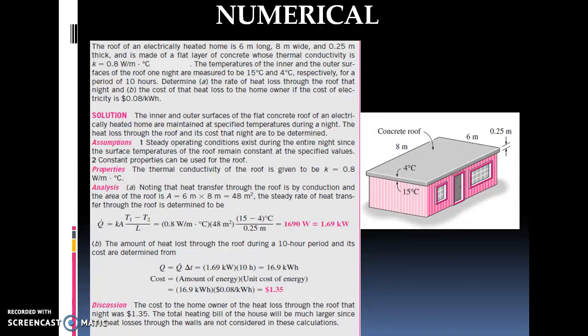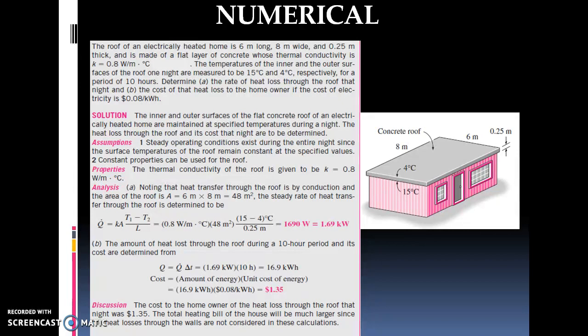Let us solve a simple numerical to understand Fourier's law of heat conduction. The question is: the roof of an electrically heated home is 6 meter long, 8 meter wide, and 0.25 meter thick, and it is made of a flat layer of concrete whose thermal conductivity K is 0.8 watt per meter degree Celsius. The inner and outer surface temperatures of the roof one night are measured to be 15 and 4 degrees Celsius respectively, for a period of 10 hours. Determine the rate of heat loss through the roof that night, and the cost of that heat loss to the homeowner if the cost of electricity is 0.08 dollars per kilowatt hour.